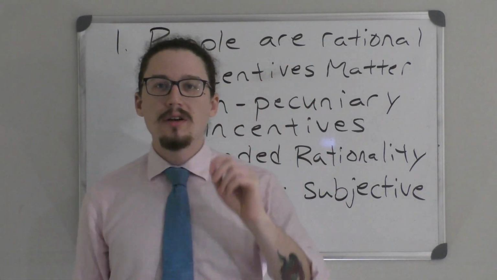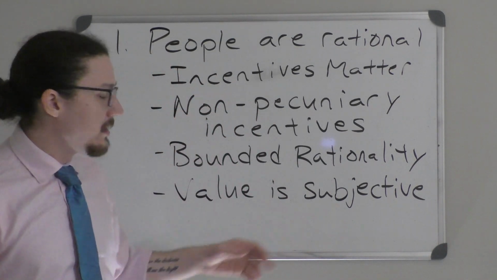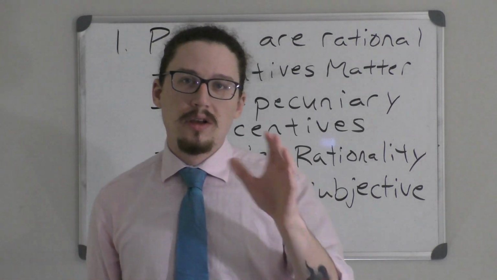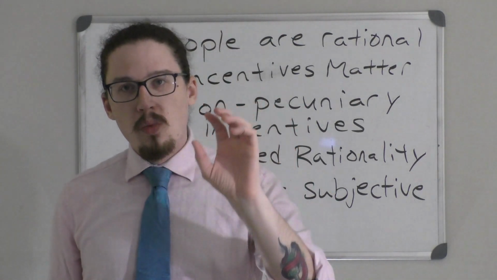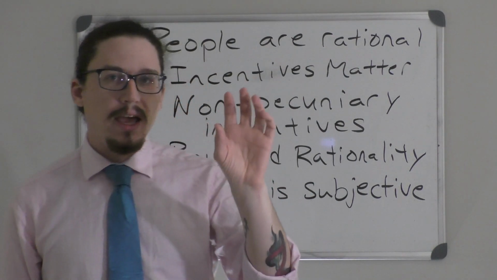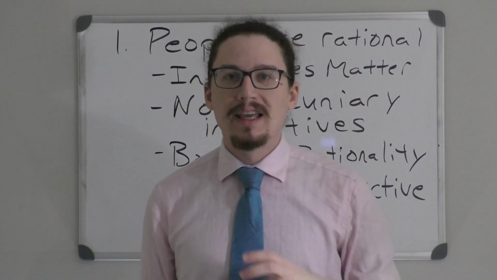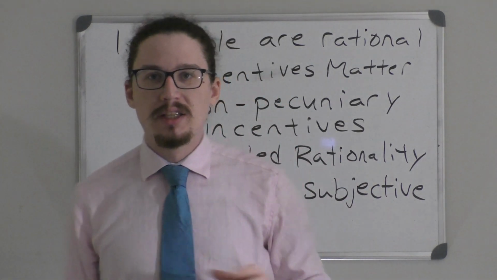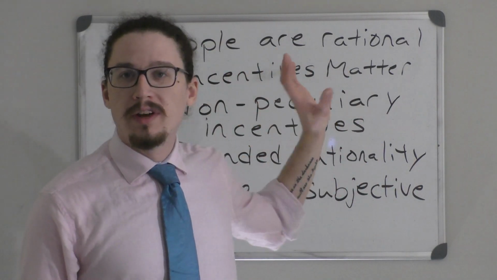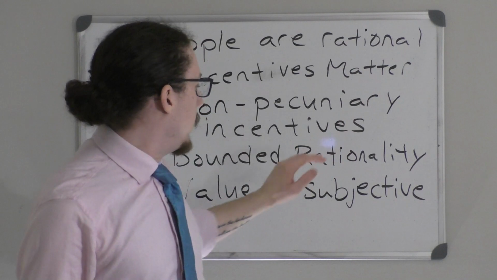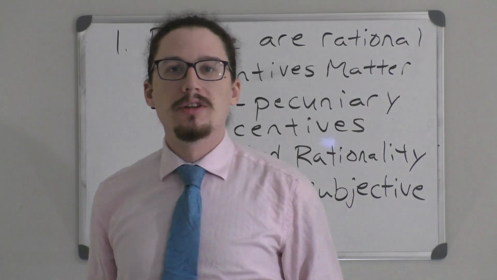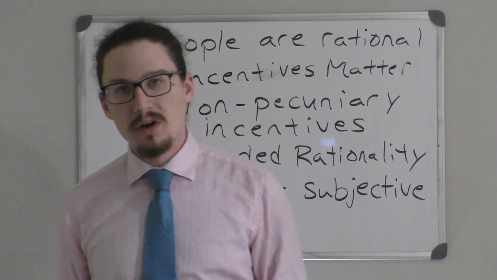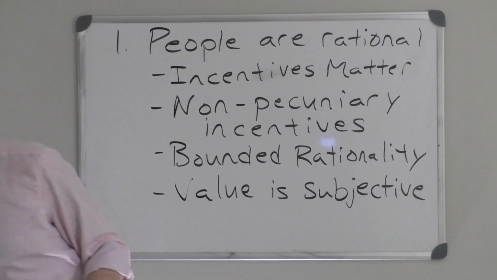So we need to consider the incentives people face. We need to recognize that value is subjective, and that can help us figure out why people do what they do, and go from what might seem like an irrational decision. And once we understand those concepts, what incentives people are facing, the concept of bounded rationality, and so on and so forth, we can understand why people make the decisions that they do and why those decisions are, in fact, rational.